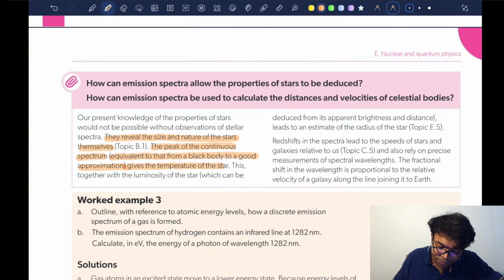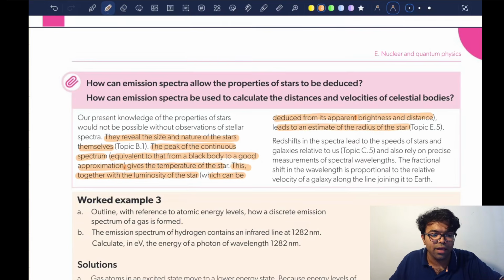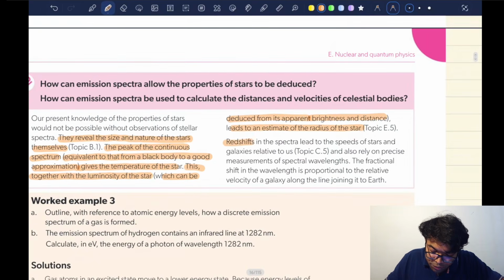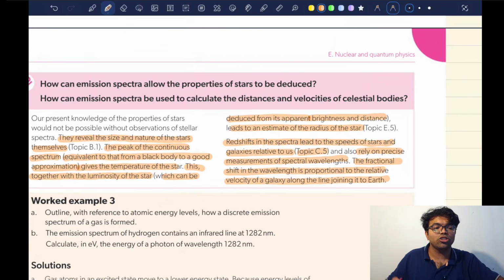Given the temperature of the star, this together with the luminosity of the star, which can be deduced from its apparent brightness and distance, leads to an estimation of the radius of the star. Okay, so we can actually calculate the radius of the star by deducing the intensity of light that is coming from it. Redshift in the spectra leads to the speeds of stars and galaxies relative to us. Topic C5, and also rely on precise measurement of spectral wavelengths. The fractional shift in the wavelength is proportional to the relative velocity of galaxies along the line joining them to the Earth.